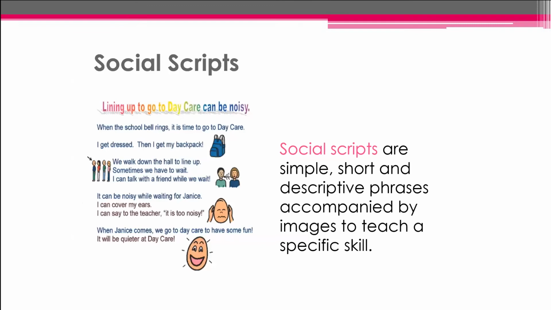Social scripts. So social scripts, or social stories, are simple, short, and descriptive phrases accompanied by images to teach a specific skill. They're a social learning tool. Social scripts and social stories teach children what to say or do in a given social situation. They're written from the child's perspective, and they usually contain images to facilitate understanding. A social script, as opposed to a social story, can be more instructional. It's often shorter and with simpler and more direct language than a social story.